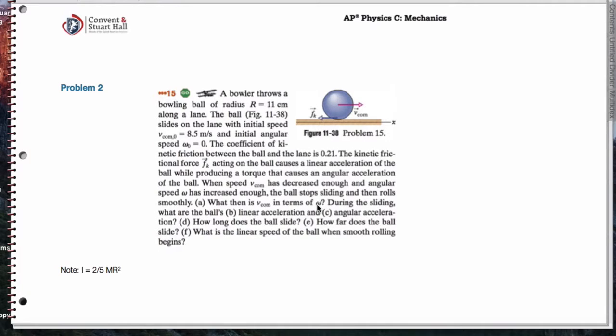All right, let's do some torque problems with rolling because this is going to be a little bit tricky and it's going to be on the exam. So I want to make sure that I actually have this set up for you.